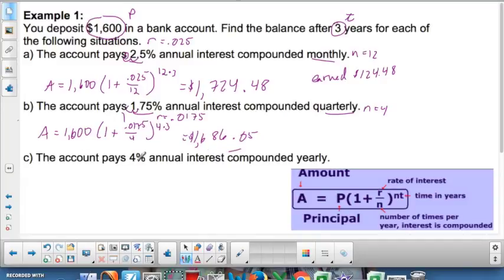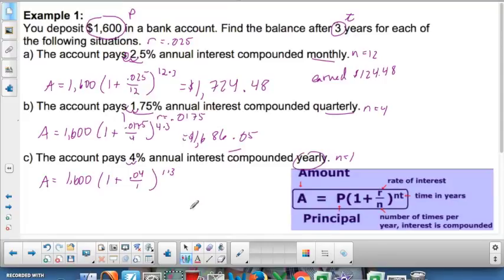Okay, this one's got a really high interest rate, but it's only compounded once a year, so let's see what happens there. My initial amount is the same. I've got my 1 plus my r. I'm going to move it 2 spaces, so it's 0.04 over, and yearly means your n is just 1. Okay, so we put 1, and then raised to the n times t, which is 1 times 3 years, is 3.